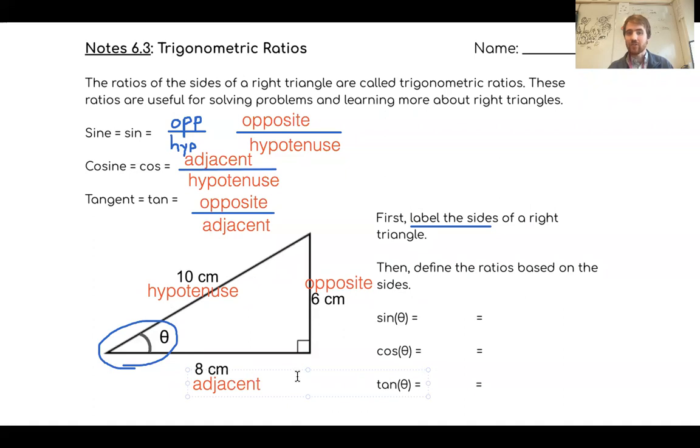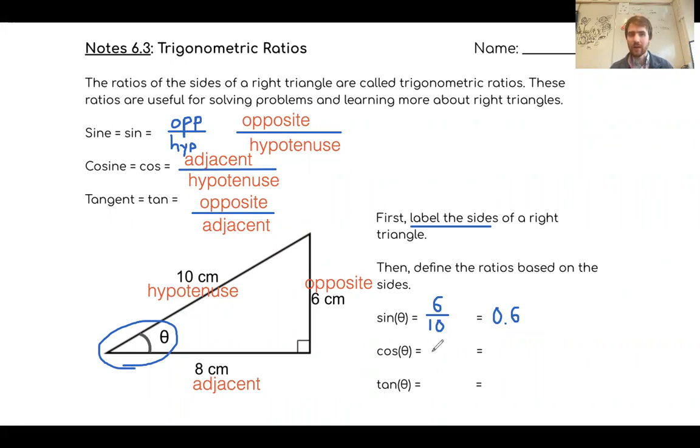Now we just need to define these ratios. We remember that sine, if we look up here, is opposite divided by hypotenuse. So what is the opposite side? In this case, it's 6. So it's going to be 6 divided by the hypotenuse, which is 10. All I did was take these numbers from the triangle and move them over here. Opposite divided by hypotenuse, 6 divided by 10. Then you can plug that into a calculator and you'll get 0.6. So the sine of angle theta is 0.6.